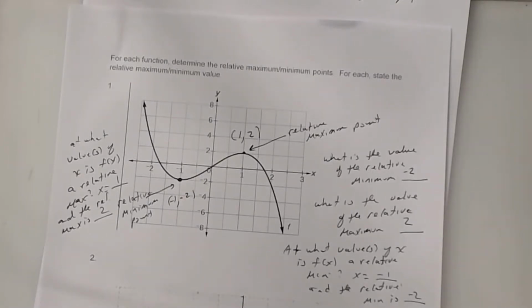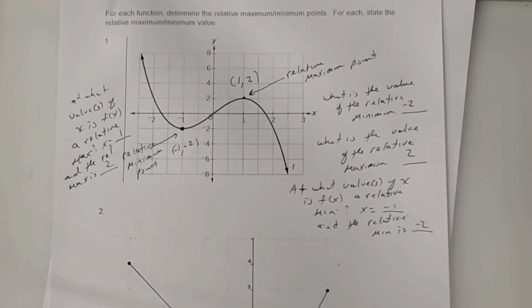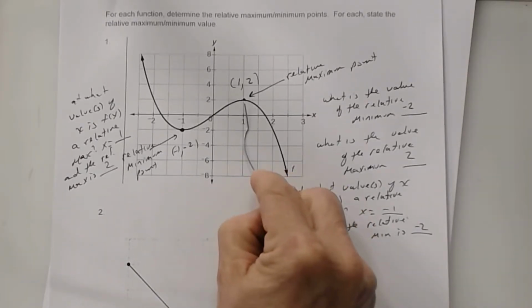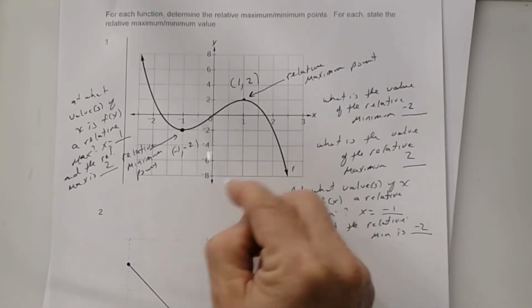Okay? All right. Now, let's look at number 2. Number 2 is going to be a little bit challenging. So you have 2 maxes and 2 minimums? No, there's only one max, right here, and there's your min. There's your max, there's your min.